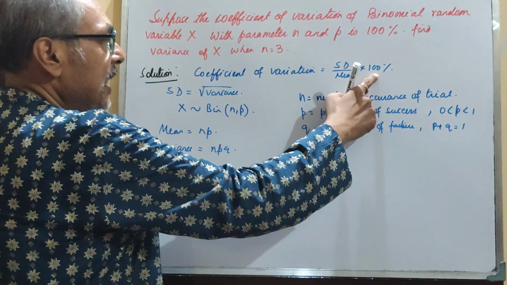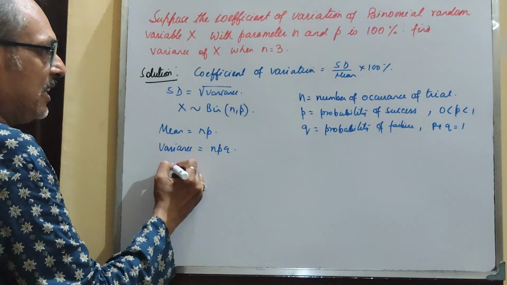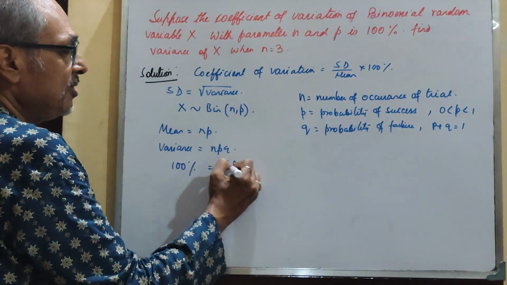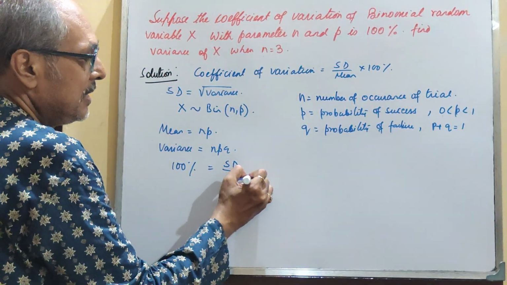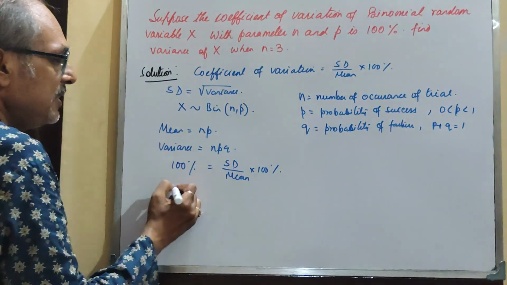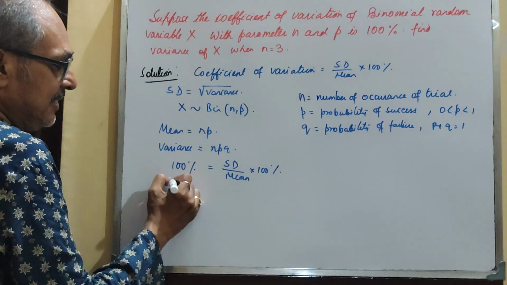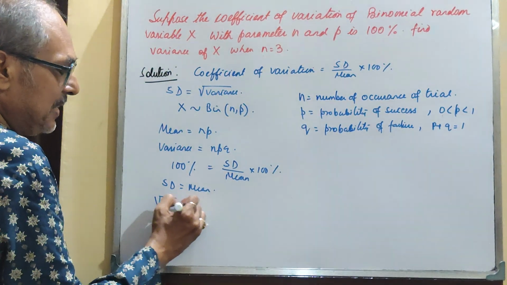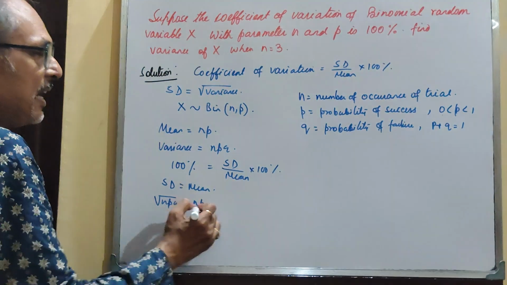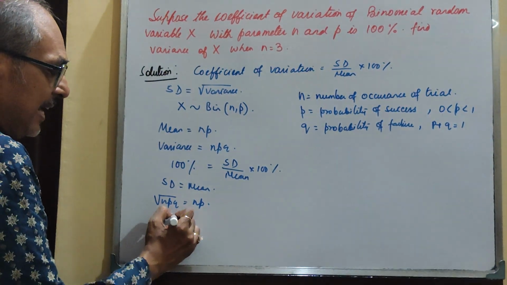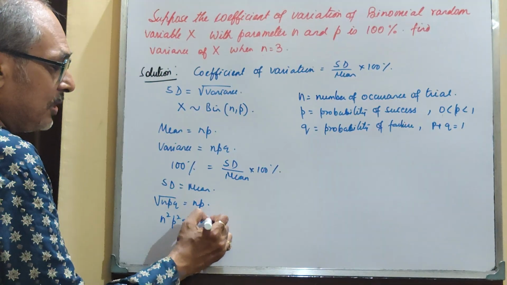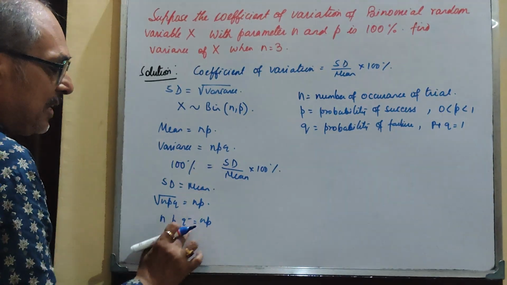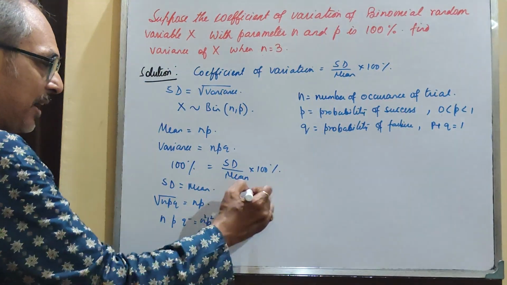Now, the coefficient of variation is given as 100% in the question, and the formula for coefficient of variation is SD by mean into 100%. Therefore, 100% equals SD by mean into 100%. The 100% gets cancelled. Therefore, SD equals mean. SD is under root npq and mean is np. Now squaring both sides, this becomes npq and this side is n square p square.